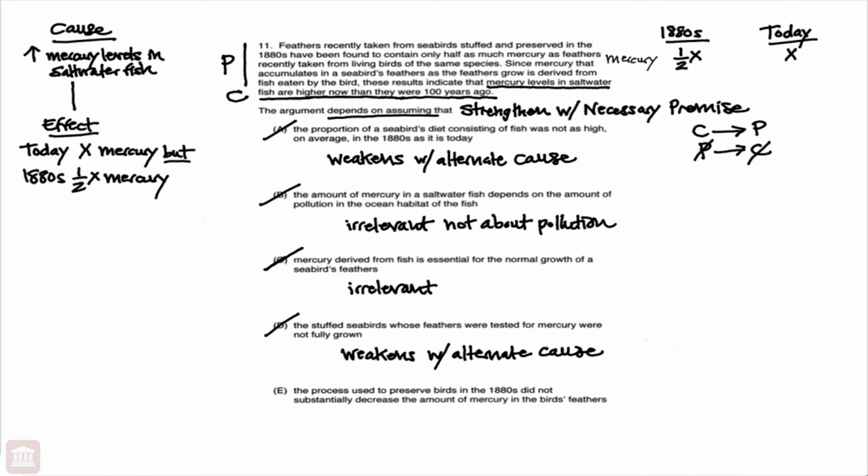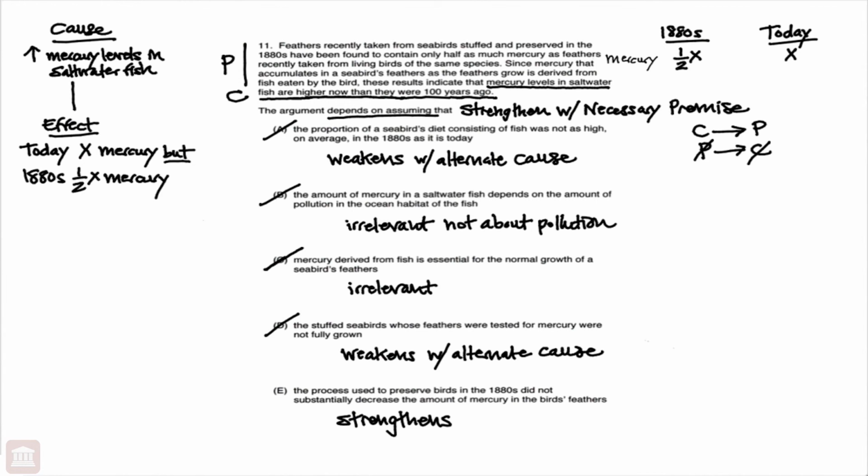The process used to preserve birds in the 1880s did not substantially decrease the amount of mercury in the bird's feathers, and you notice that clearly strengthens this argument. If the process used to preserve the birds did not substantially decrease the amount of mercury, well, that rules out a possible alternate cause, that this process decreased the mercury, which strengthens the argument that it's the higher levels of mercury in today's fish. But now let's see, is that necessary to this argument?